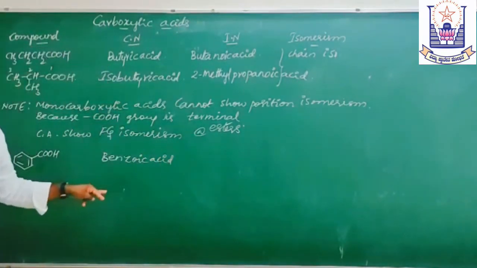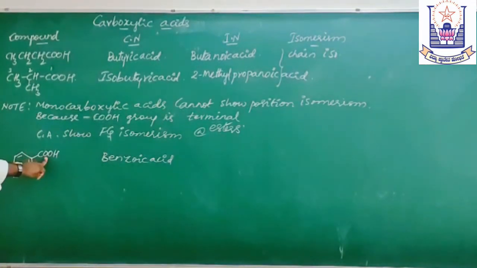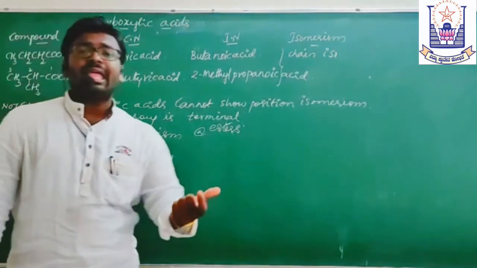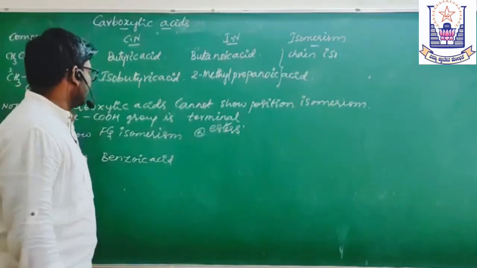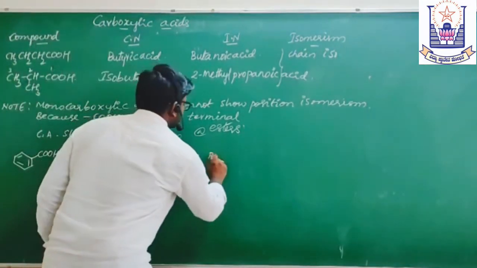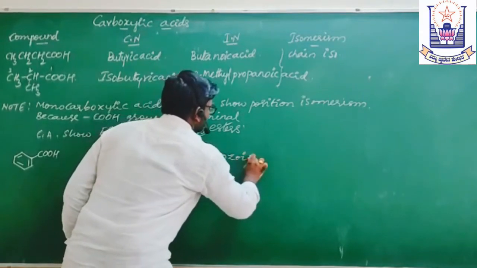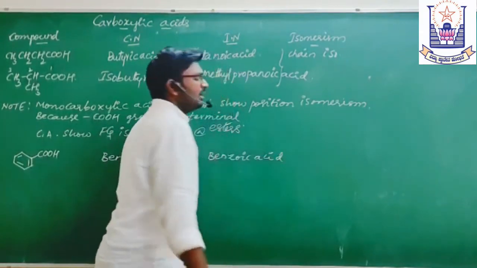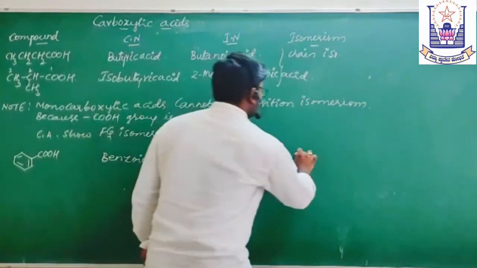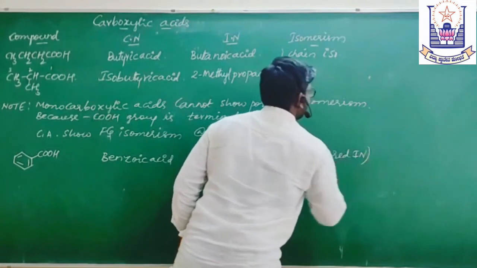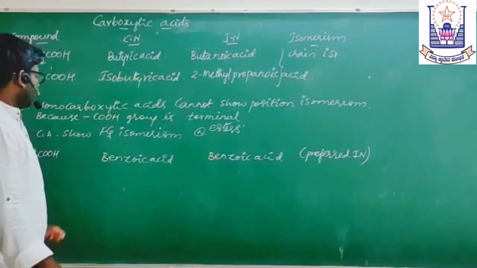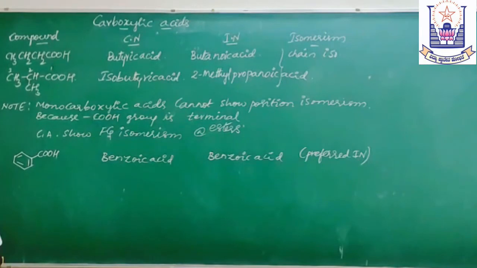What is the name of the compound? Benzoic acid. It is the common name, and it is also the preferred IUPAC name. Benzoic acid is the preferred IUPAC name.